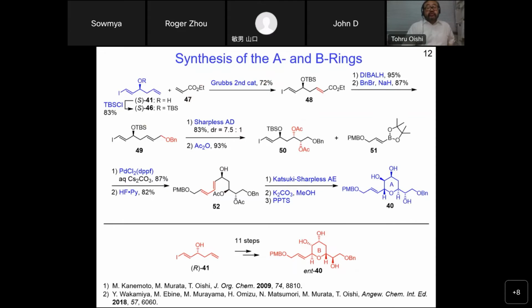Then the ester was reduced with DIBAL, and the resulting primary alcohol was protected as benzyl ether. The next reaction is regio- and stereoselective dihydroxylation in the presence of two olefinic parts. But the more reactive olefin was oxidized under Sharpless asymmetric dihydroxylation conditions, and the resulting diol was protected as acetate. The next reaction is the Suzuki-Miyaura coupling of iodide 15 and this pinacolborane.